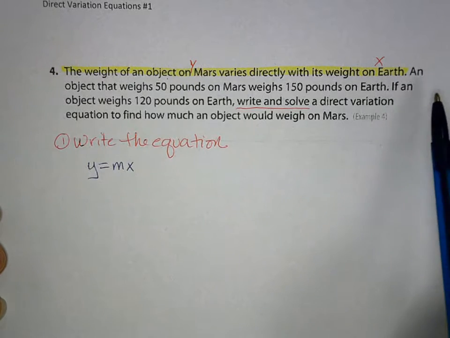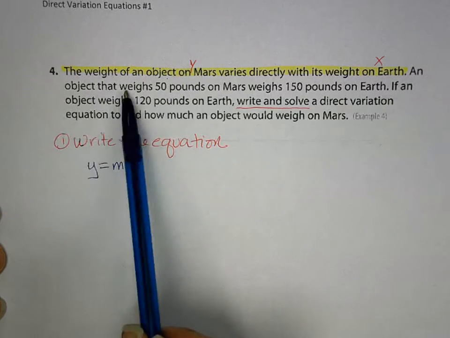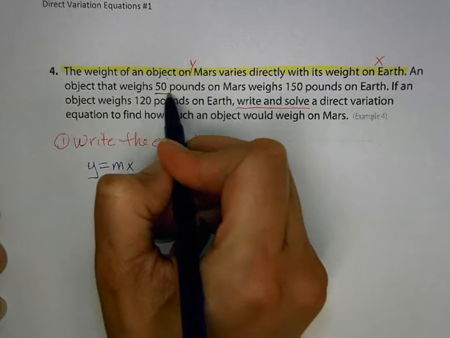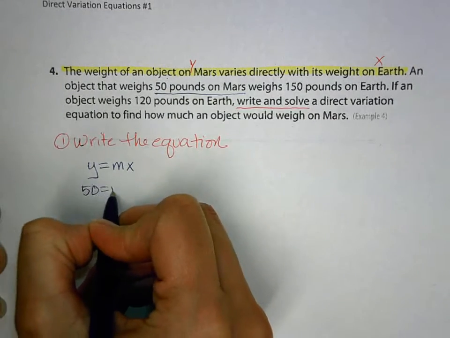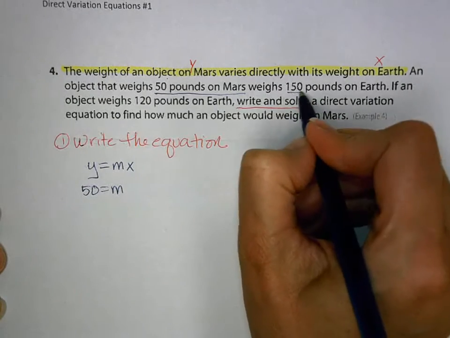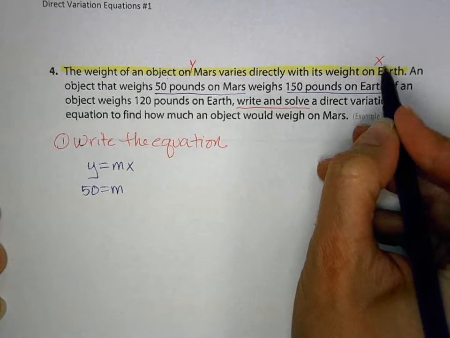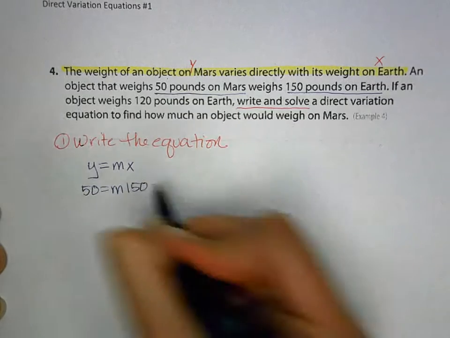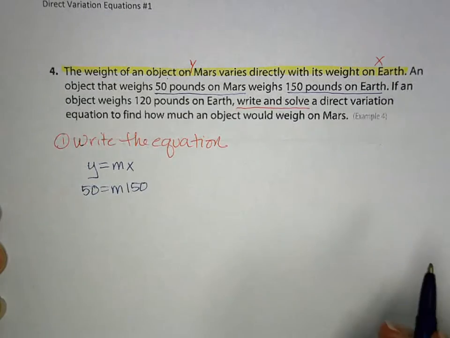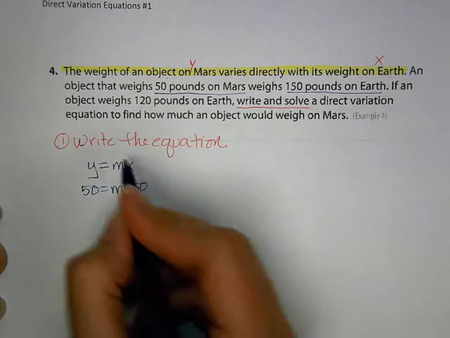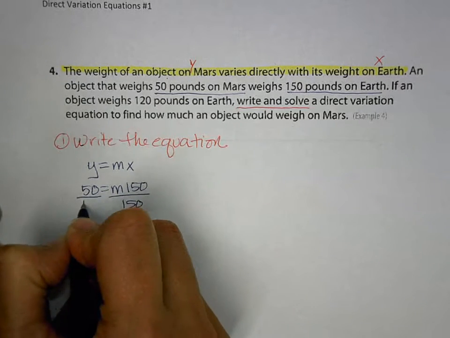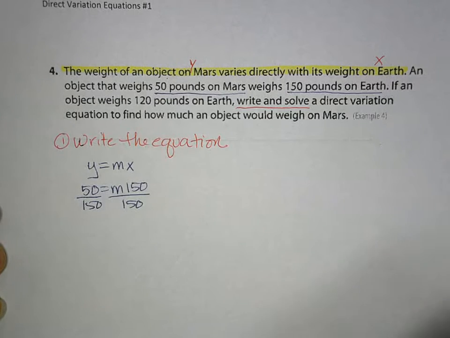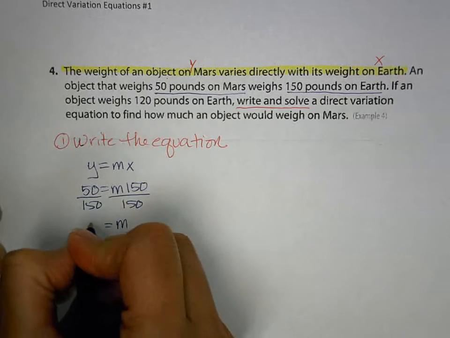So if we go and look at the information that's been given, an object that weighs 50 pounds on Mars, and Mars was our y, so 50 goes here, weighs 150 pounds on Earth, so that was our x, so 150 goes here. We're solving this equation for m because we need our slope, or our constant of variation. Divide off the 150, simplify, and m is equal to 1/3.